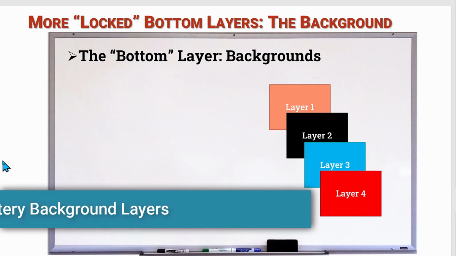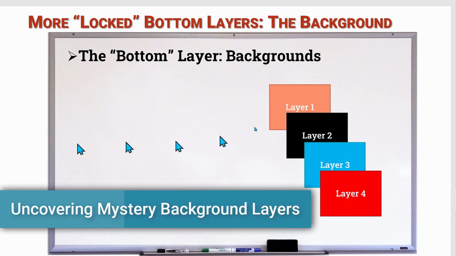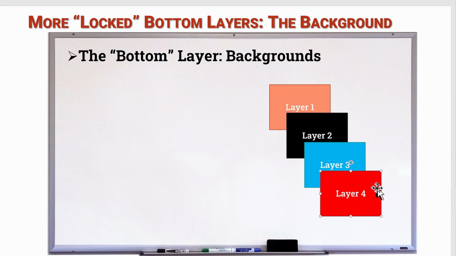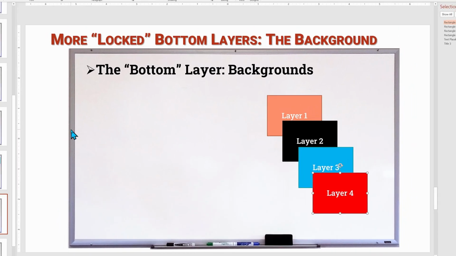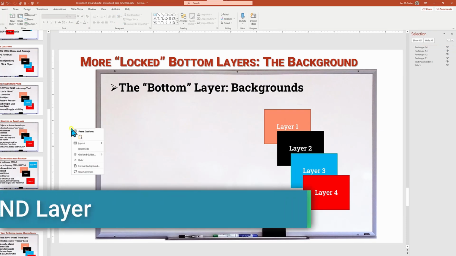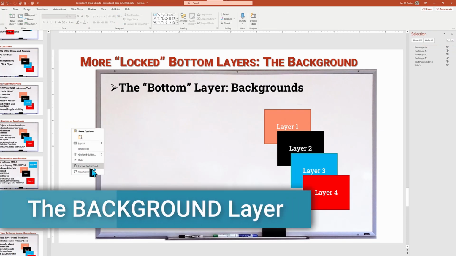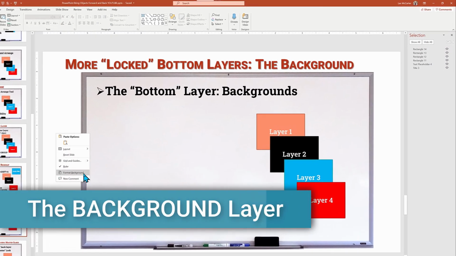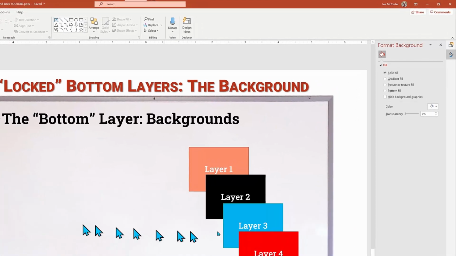Working on the slide canvas area, you should be close to mastering managing objects on layers. But there are two more bottom layers that are not obvious. The first is the background layer. It can be changed but not touched, as in it can't be selected or edited or moved.